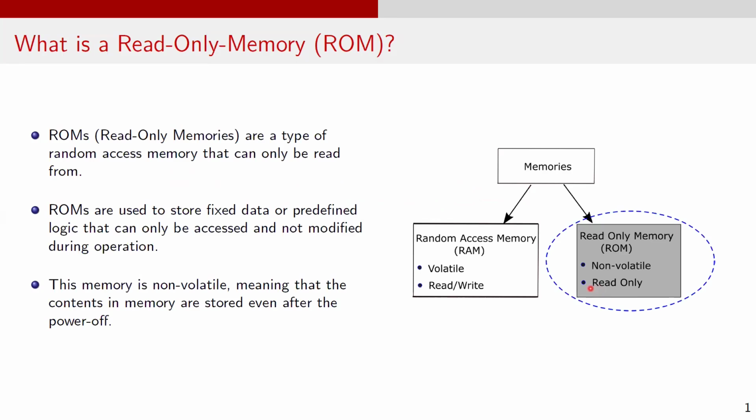RAM allows both read and write operations, but it is volatile, meaning that its data is lost when the power is turned off. ROM, on the other hand, is non-volatile and can only be read from, making it ideal for storing fixed data or predefined logic essential for system functionality. In this discussion, we'll focus on ROM, its application, types, and how it works in digital systems.